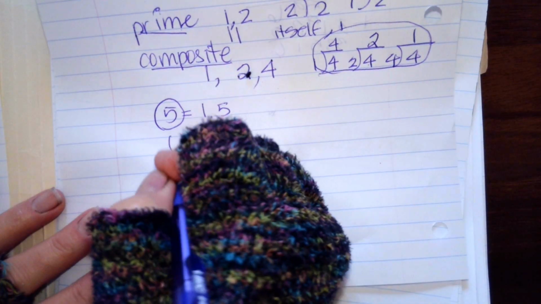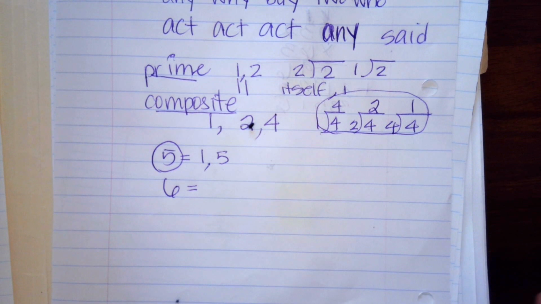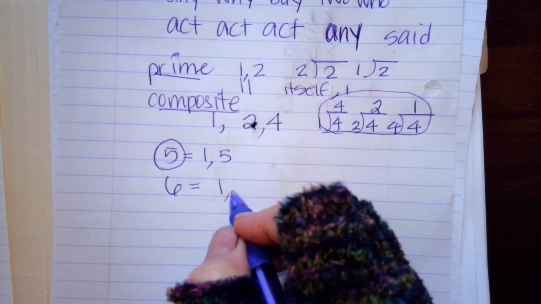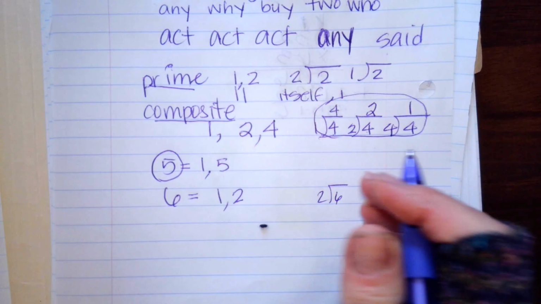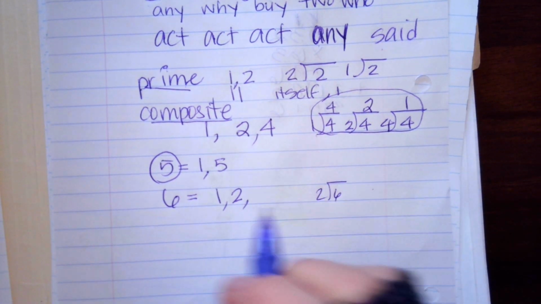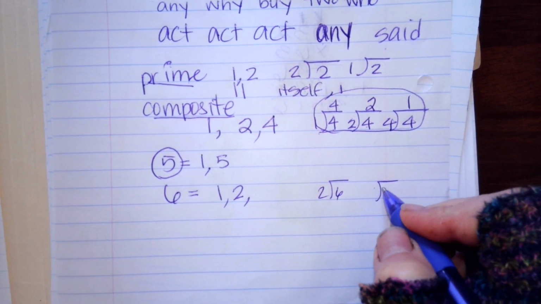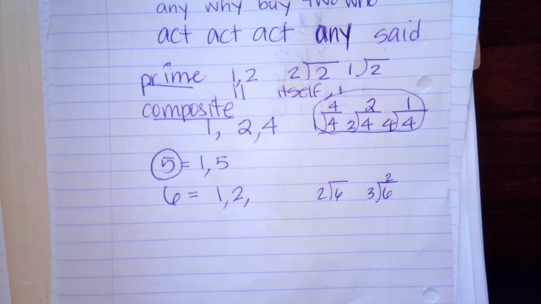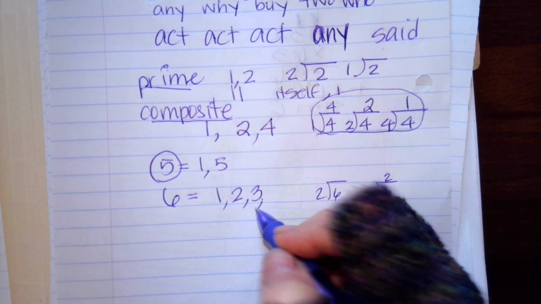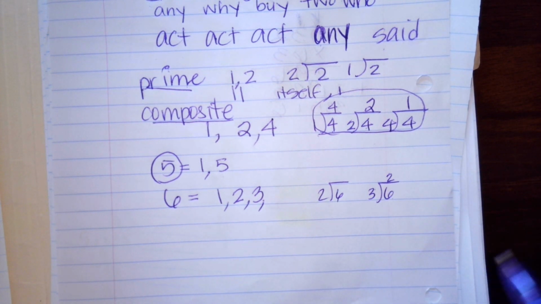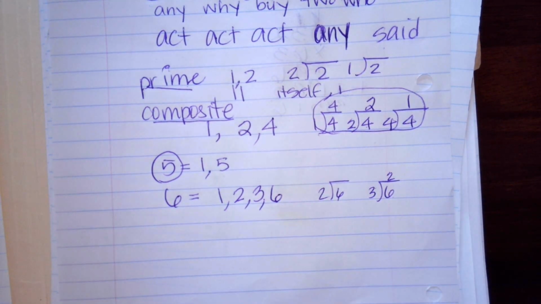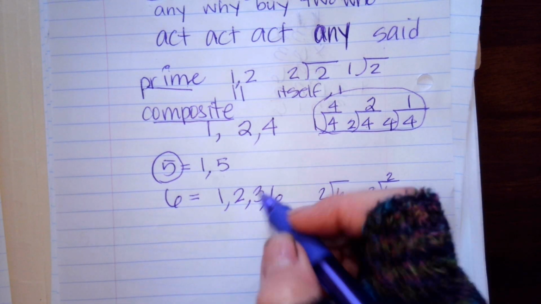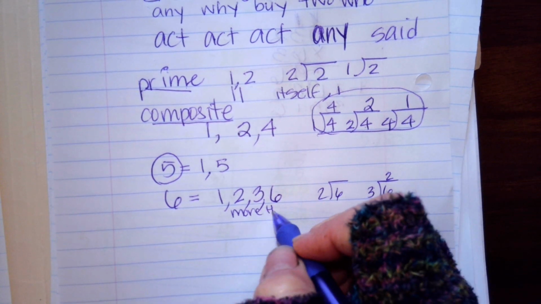What about 6? What numbers can divide into 6? 1 can. Can 2? Yes. 2 goes into 6 how many times? 3 times. Can 3? Yes. 3 goes into 6 2 times. So we write 3 down. Can 4? No. Can 5? No. And then can 6? Yes. So these are our numbers. Is it prime or is it composite? It's composite. It's composite because it has more than two factors.